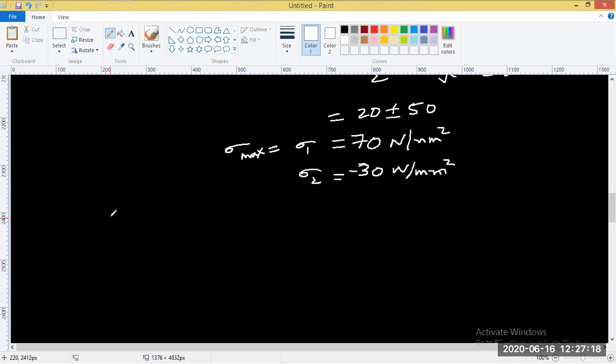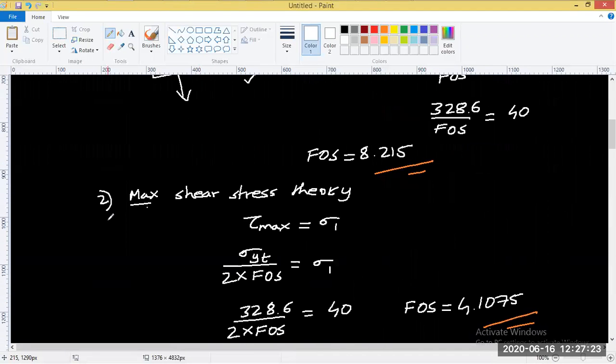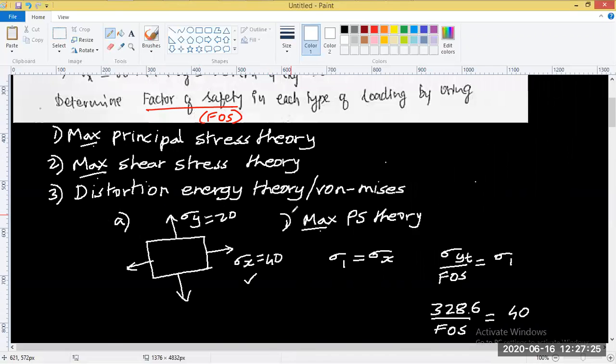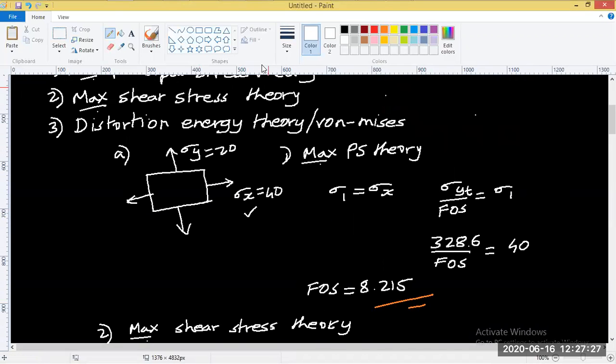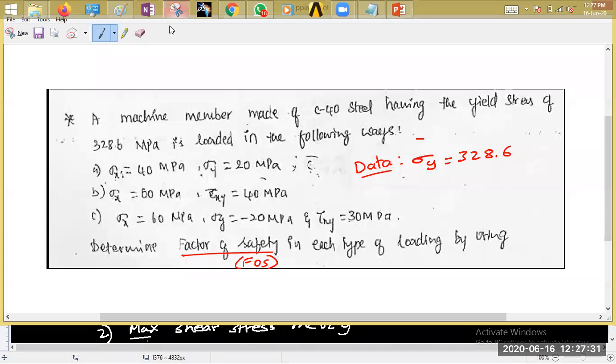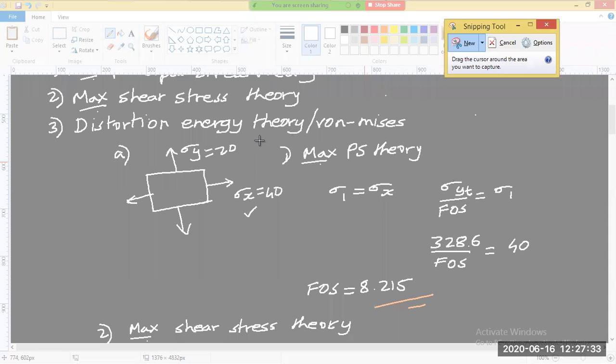So we can start off now. So first one is, what we have is this maximum principal stress theory. Okay, so let me just copy this.